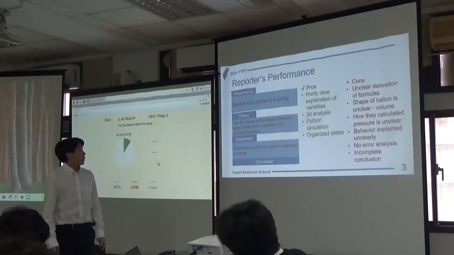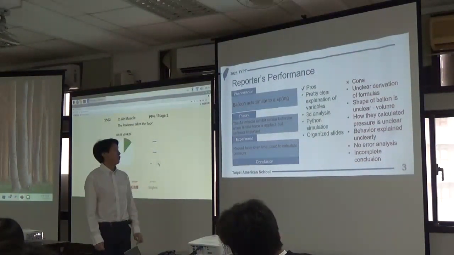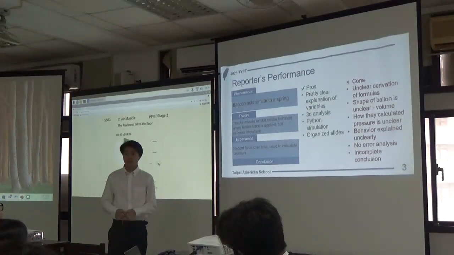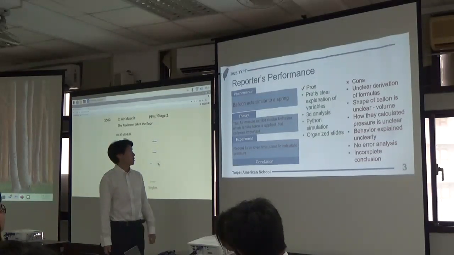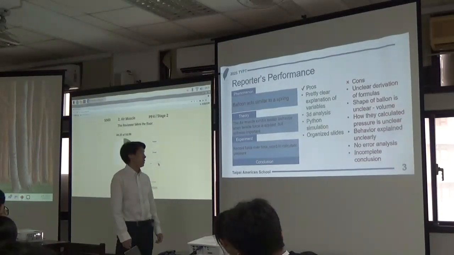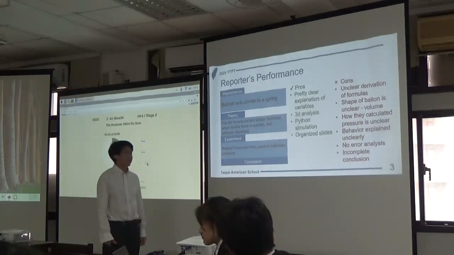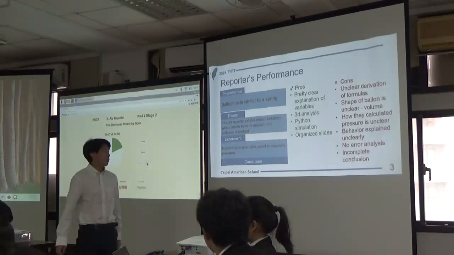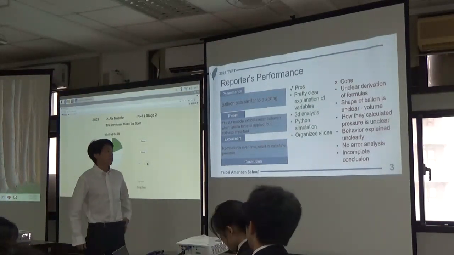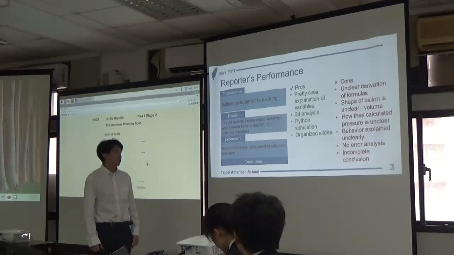Here was the reporter's performance. Their phenomenon was comparing a balloon that acts similar to a spring, where there's elasticity. The theory was that the air muscle exhibits similar behaviors when tensile force is applied, but stiffness is the main factor. In their experiment, they recorded force over time and used it to calculate pressure. The pros were that it was a pretty clear explanation of their variables. There was 3D analysis and they used a Python simulation, and the slides were pretty organized overall.